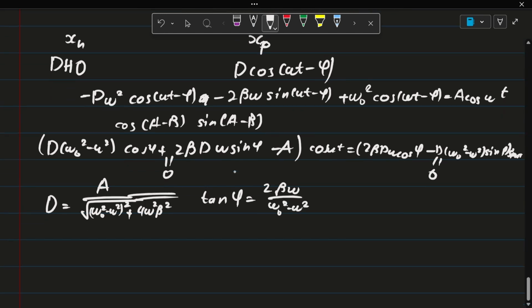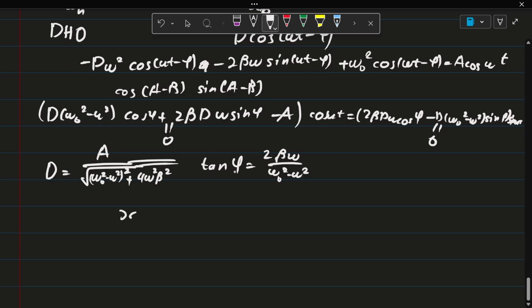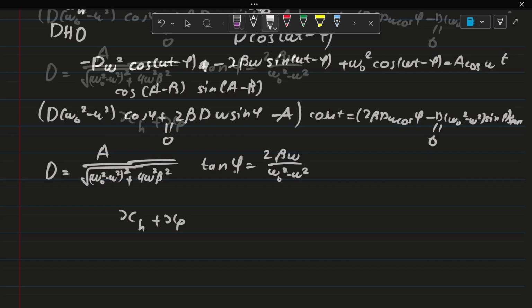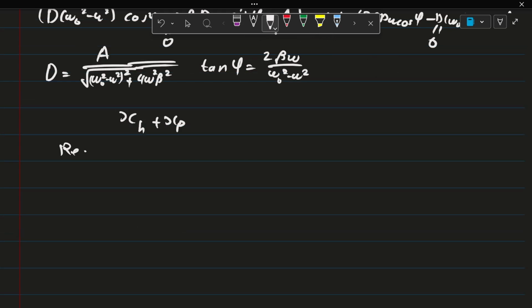And so the general solution will later be the combination of the homogeneous as well as the particular solution. And this is the general solution for that system. Let's talk about resonance.